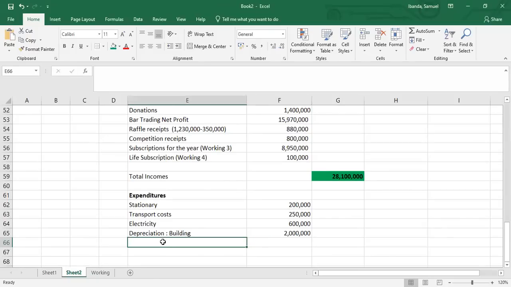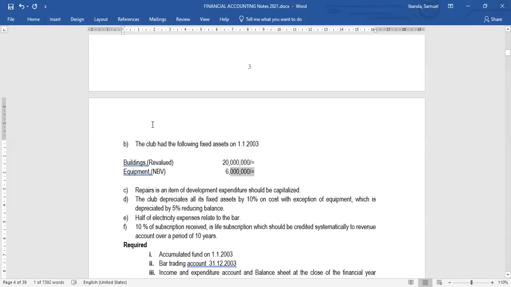Don't just calculate things out of mind like I've done. You have to make sure that you show the examiner where you're getting any answers that you have, okay? Then equipment, the value is at 6 million, but remember equipment, they have told us that it's at reducing balance.